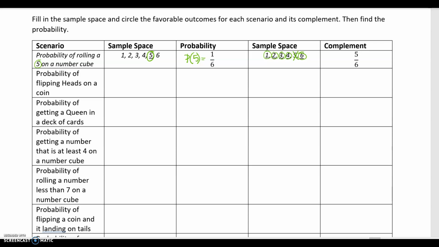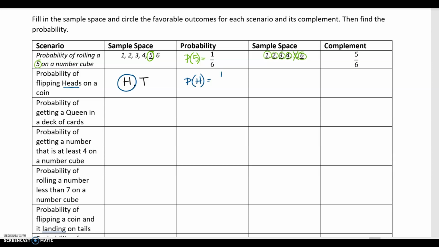So the probability of flipping heads on a coin. Okay, so if I flip a coin, I can either have it land on heads or tails. All right, and it says, what is the probability of flipping it to heads? So heads. So the probability of it landing on heads is, okay, so how many times did I circle? Well, I only circled the 1, so that's heads. Oops, sorry, 1.